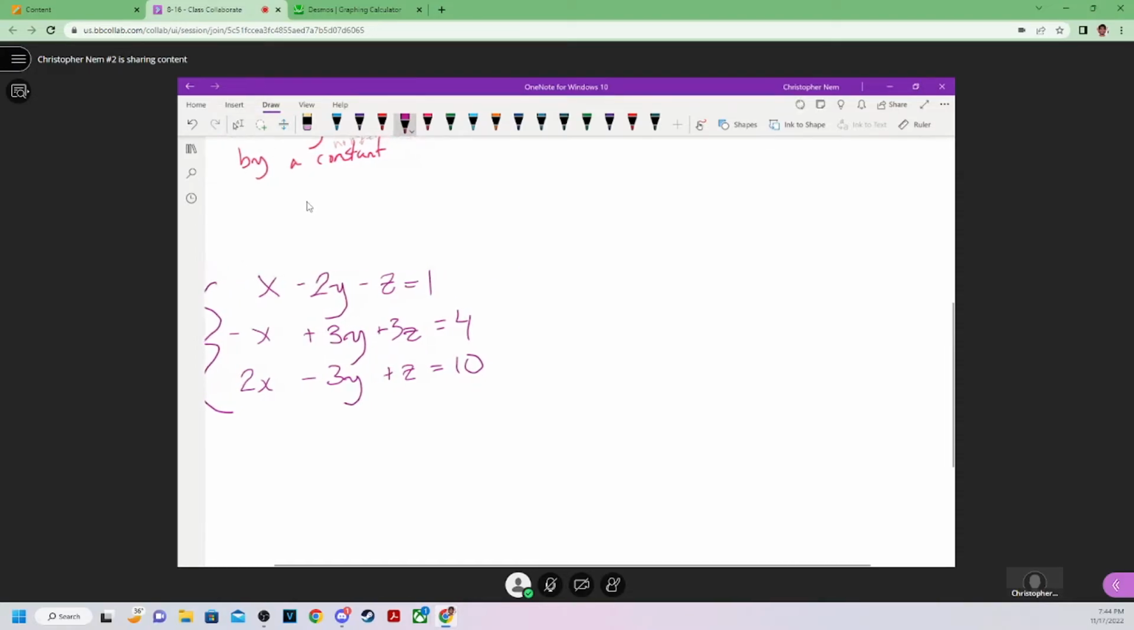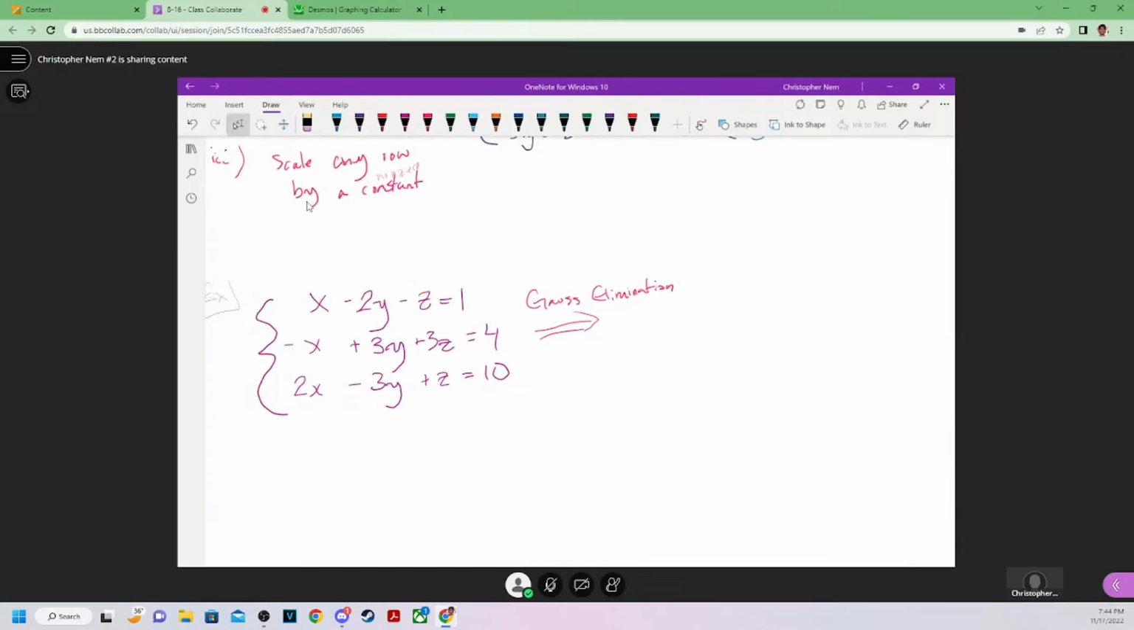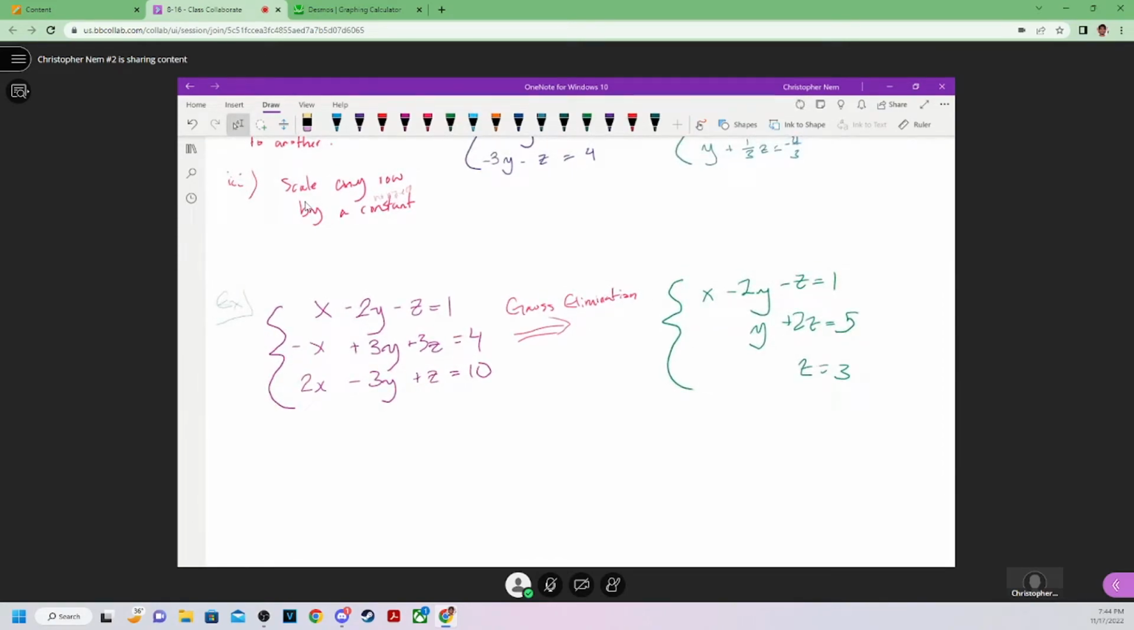However, let's suppose that I did some Gaussian elimination. I'm not going to tell you what exactly I did. We're going to figure that out later on. But let's suppose I did a lot of Gaussian elimination, and then eventually my resulting system looks like this. x minus 2y minus z equals 1. y plus 2z equals 5. And z equals 3. So I turned the first system into this new equivalent system using Gaussian elimination.